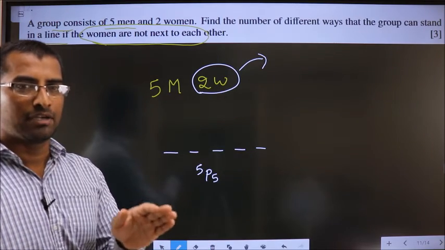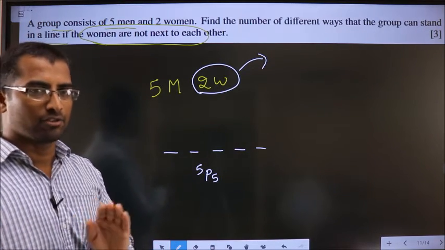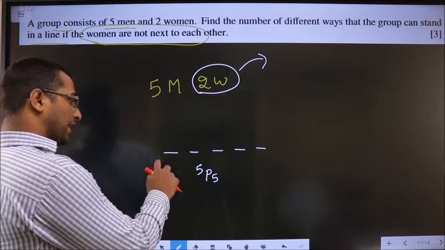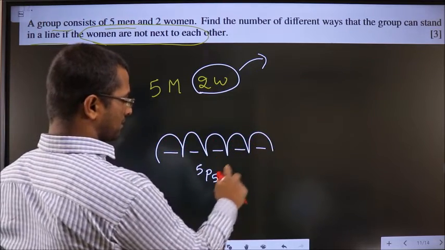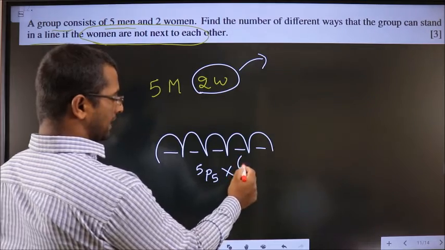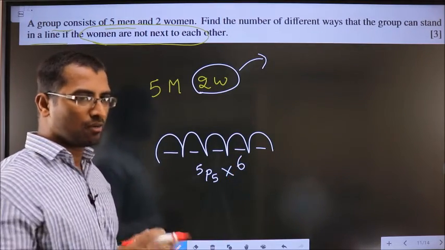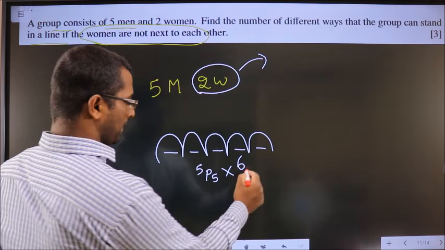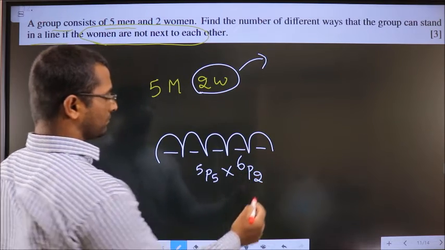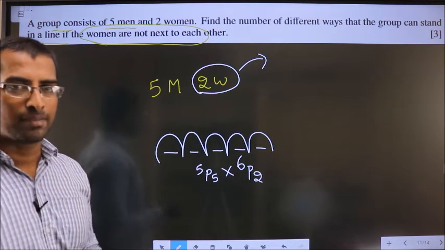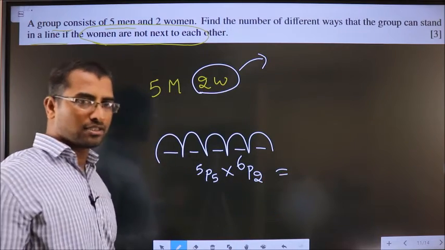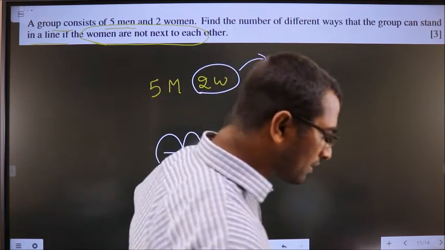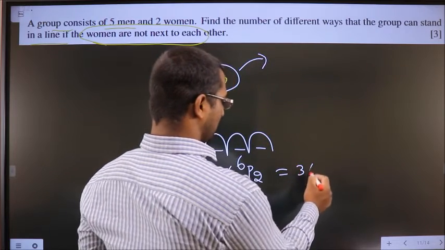Now women should not be beside each other, which means they should be placed in between. So I should see in between how many places do I have. So count 1, 2, 3, 4, 5, 6. So in between there are 6 places for how many women? 2. So 6P2. They all are different, so dividing will not come. If you put this in the calculator, you get the answer to be 3600.